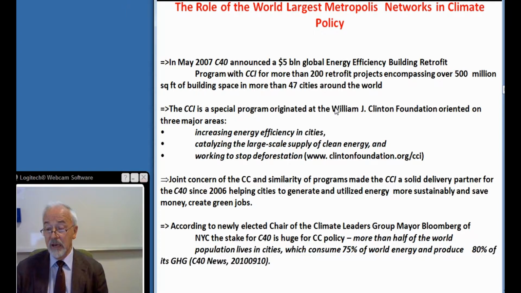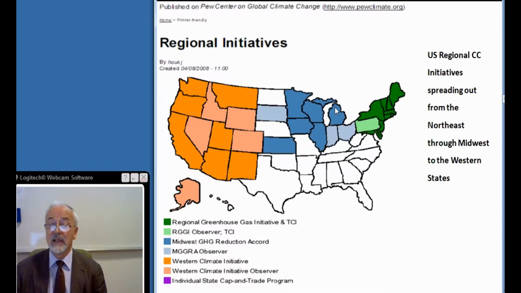So anyway, this is an interesting collaboration of the networks and the business and the non-profit sector, like a foundation. So in the United States, many regions were not passive in terms of responding to the climate.